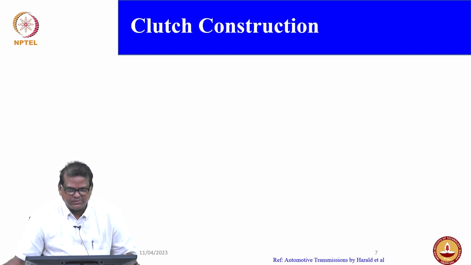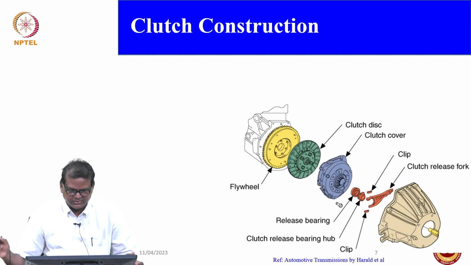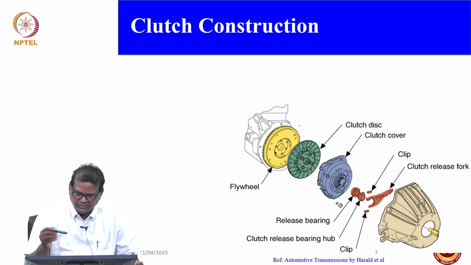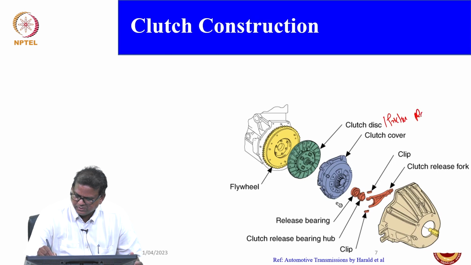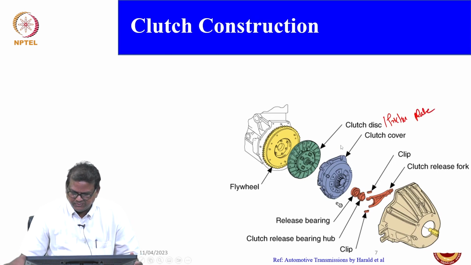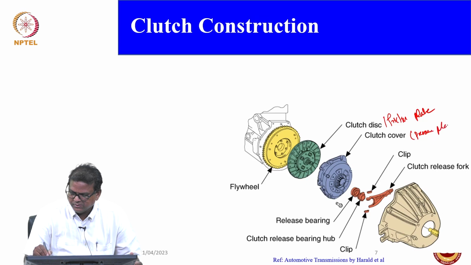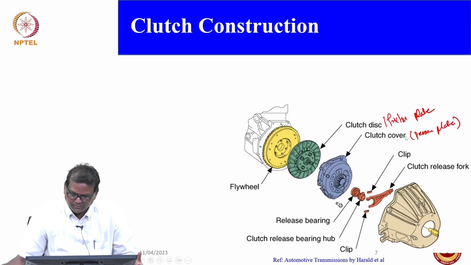Clutch construction you would have seen in the video. Nevertheless, you can see the initial arrangement. You have a flywheel, and from the flywheel to the clutch disc or friction plate, both are the same. Then you have a clutch cover. Inside the clutch cover you have a pressure plate, which faces the engagement. Then we have a release bearing, a bearing for the operation, and the corresponding clutch release bearing hub and clips. Then you have the entire clutch assembly cover. So this is a typical arrangement.